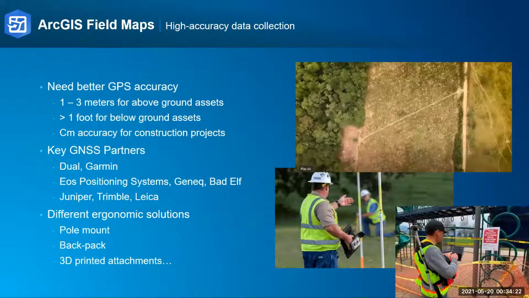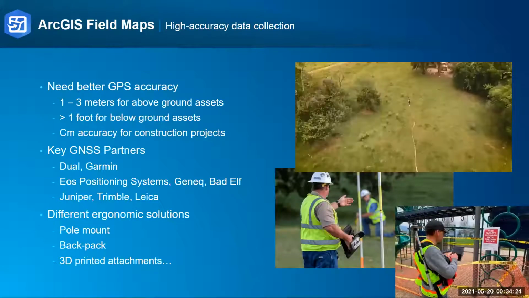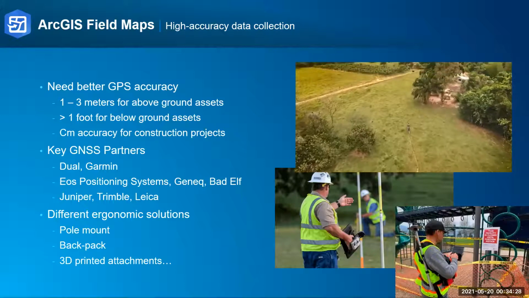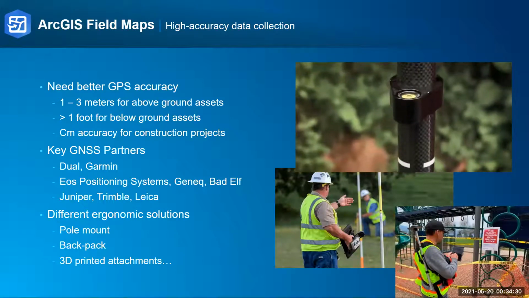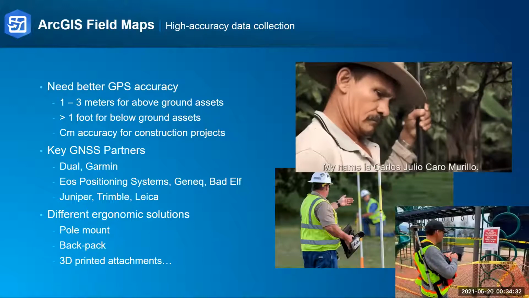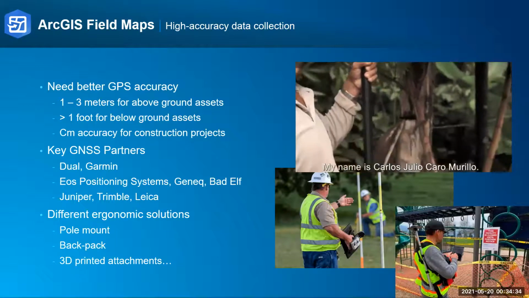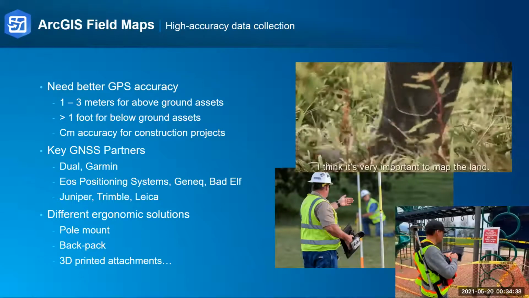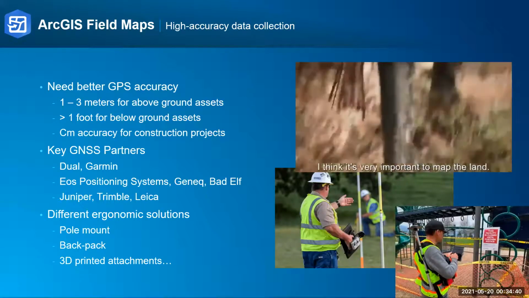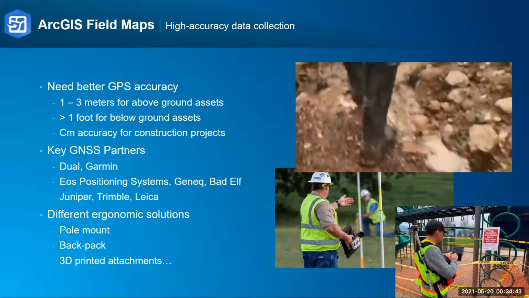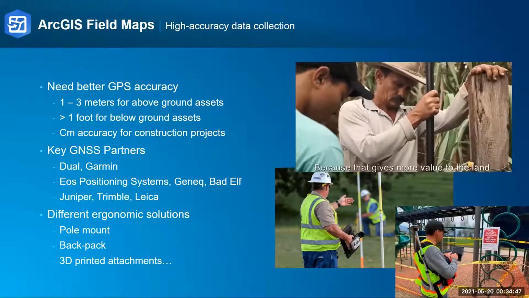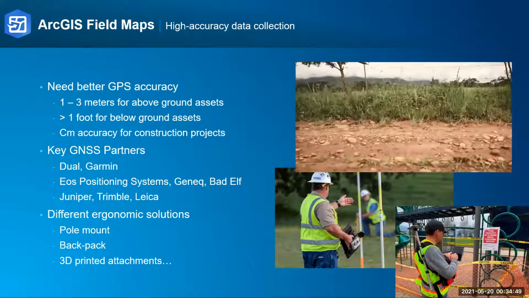So high accuracy data collection, like I mentioned, is available in Field Maps, just like it was in Collector. Sometimes your native location information that's available via your device is fine, but sometimes you do need better GPS accuracy than what's in your smartphone or tablet. And Field Maps lets you capture features using GPS receivers so that you can quickly and easily improve the accuracy of the authoritative content you manage in your system of record.